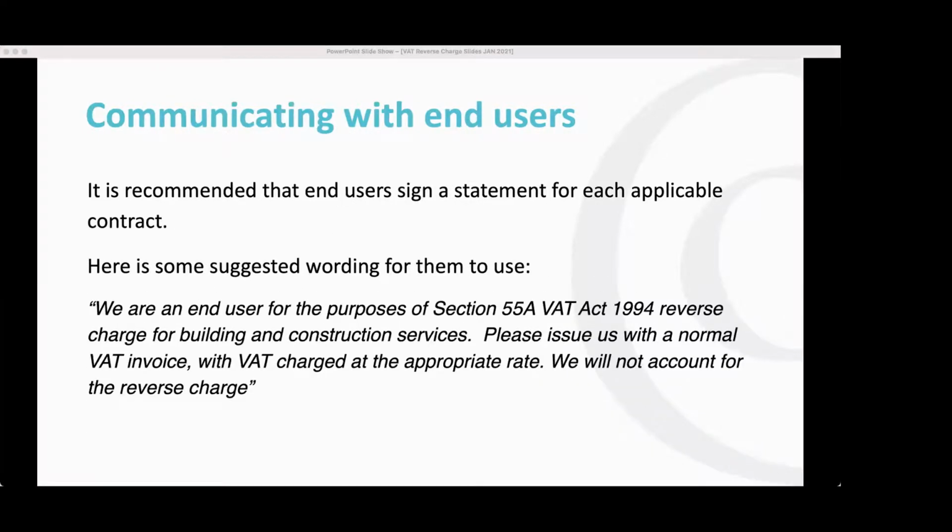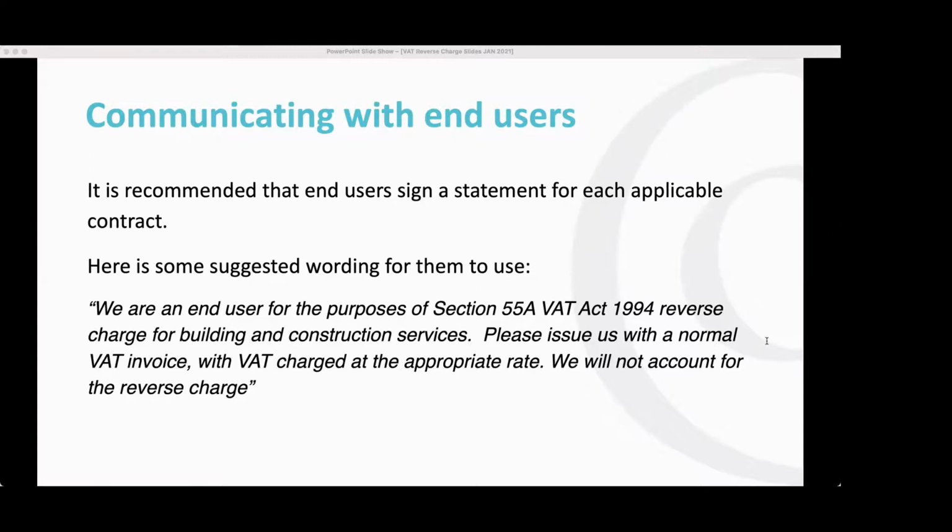It is recommended that end users sign a statement for each applicable contract. The suggested wording is on the slide, but I'll mention it here again. The wording is, we are an end user for the purposes of Section 55A, VAT Act 1994, reverse charge for building and construction services. Please issue us with a normal VAT invoice with VAT charged at the appropriate rate. We will not account for the reverse charge.